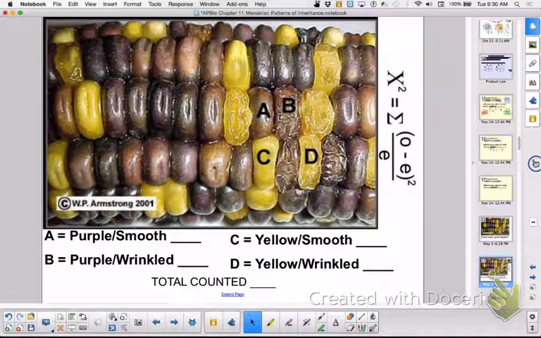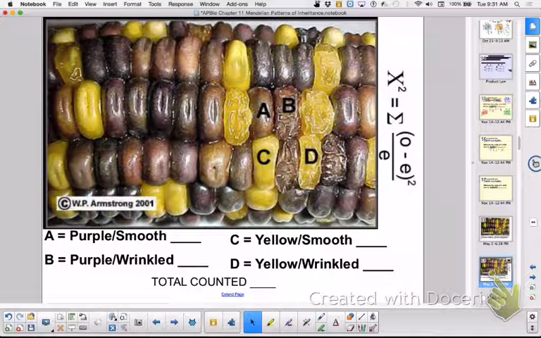We could go through and do this and count. In this case I said purple and smooth, purple wrinkled, yellow smooth, yellow wrinkled. Count up the total. If you counted 75, you would expect 9/16 of those 75 to be purple and smooth. Are you with me on that? 3/16, 3/16, 1/16. And then you would ask, how much were we off from what we observed to what we expected? Do your chi-square test.